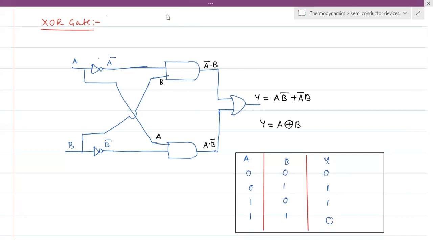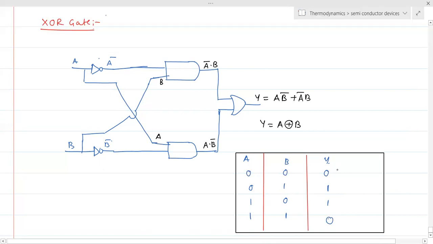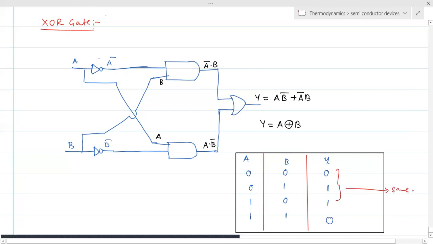So for your convenience, I am writing this. Up to these things, these are the same as the OR gate. Only this is different. In that way, we can easily remember the XOR gate truth table. This is very, very easy to understand.